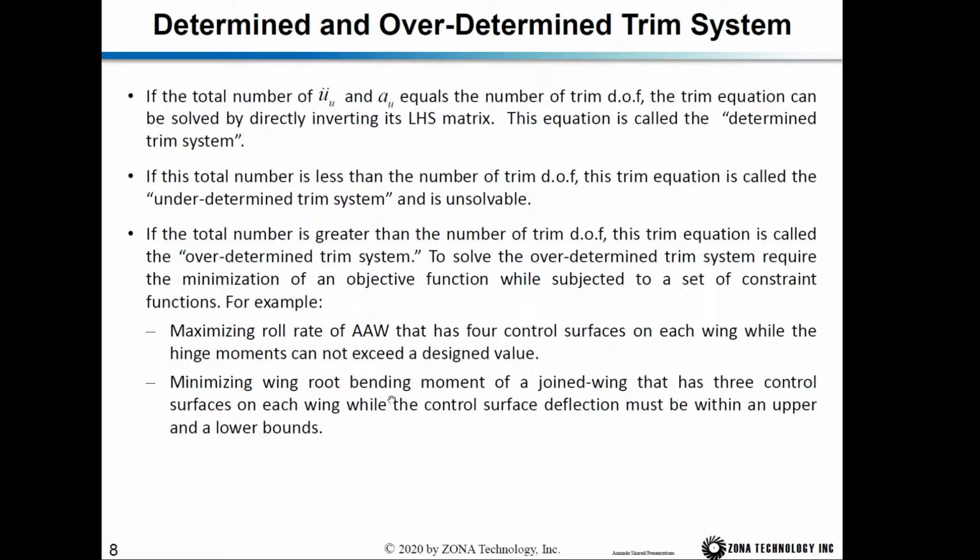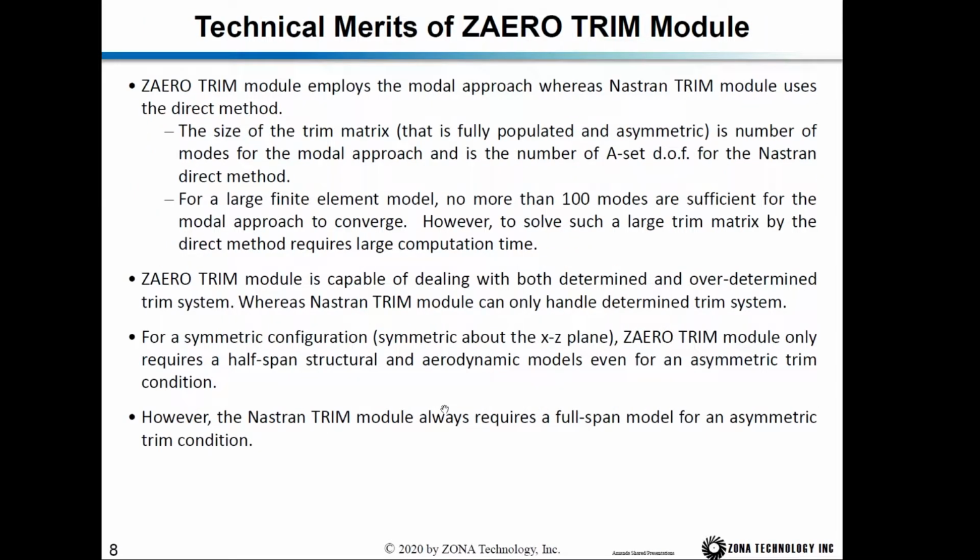Another example is minimizing the wing root bending moment of a joined wing that has 3 control surfaces on each wing, while the control surface deflection angle must be within an upper and lower bound. So if the joined wing is going under a 2.5 G pull up, we want to find out what the best control surface deflections are, which can minimize the wing root bending, while the control surface deflection must be within upper and lower bounds. So this is a typical optimization problem.